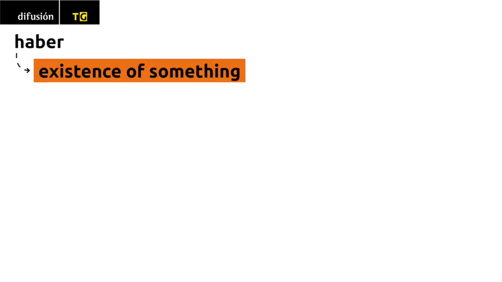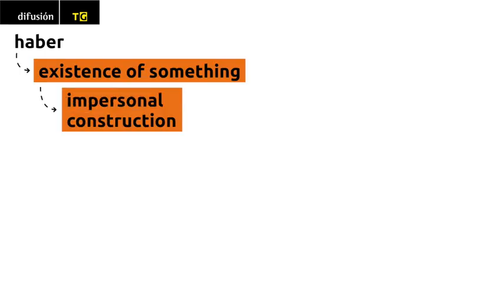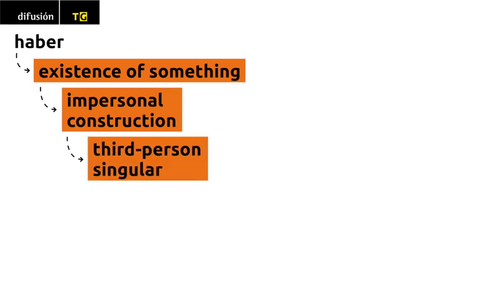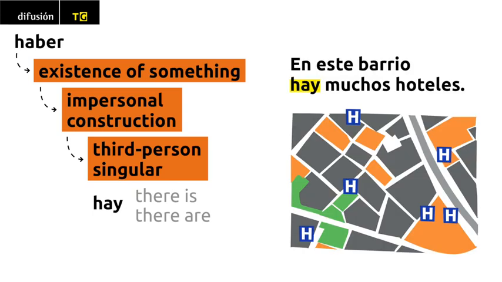Impersonal constructions with the verb haber. When the verb haber is used to communicate the existence of something, it is an impersonal construction, and therefore it is only conjugated in the third person singular. Hay is a special form of the present indicative of the verb haber, which in English can be expressed as there is or there are. En este barrio hay muchos hoteles.